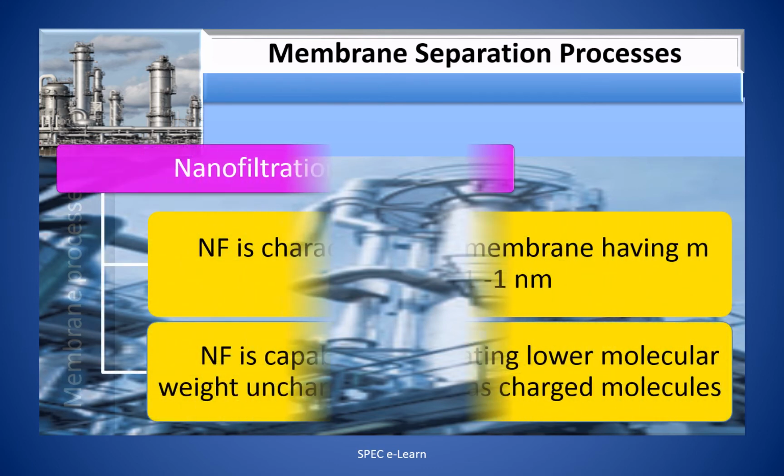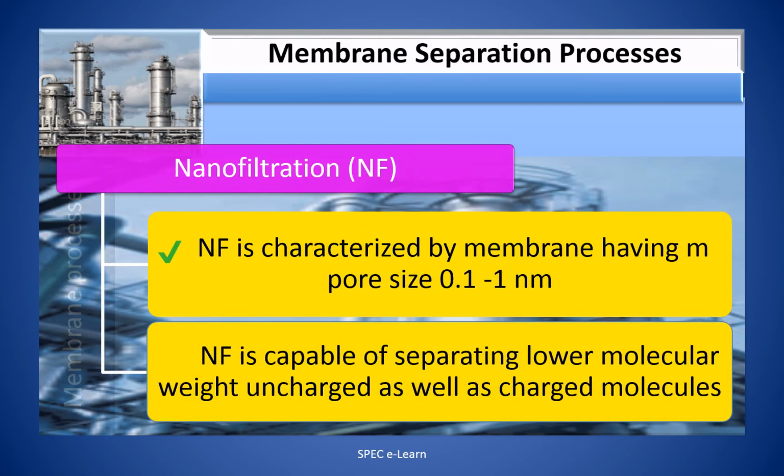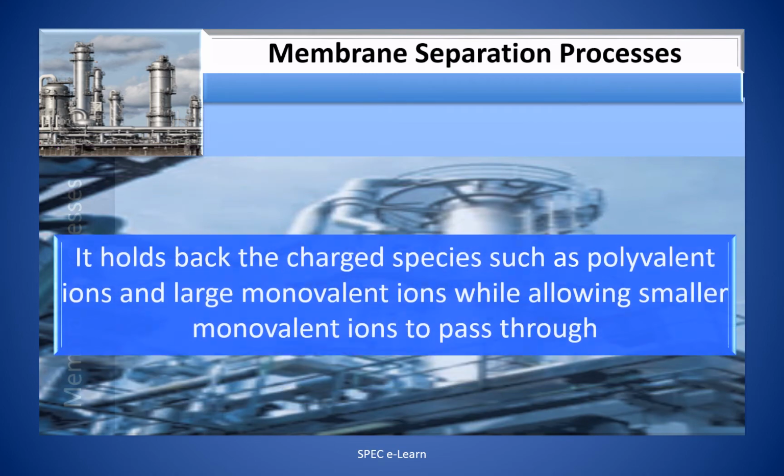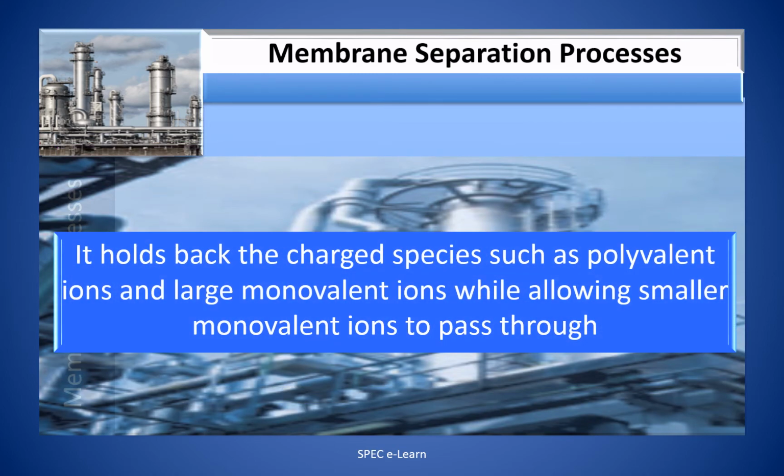Nanofiltration. Nanofiltration is characterized by membrane having pore size varying from 0.1 to 1 nanometer. NF is capable of separating lower molecular weight uncharged as well as charged molecules. It holds back the charged species such as polyvalent ions and large monovalent ions while allowing smaller monovalent ions to pass through.